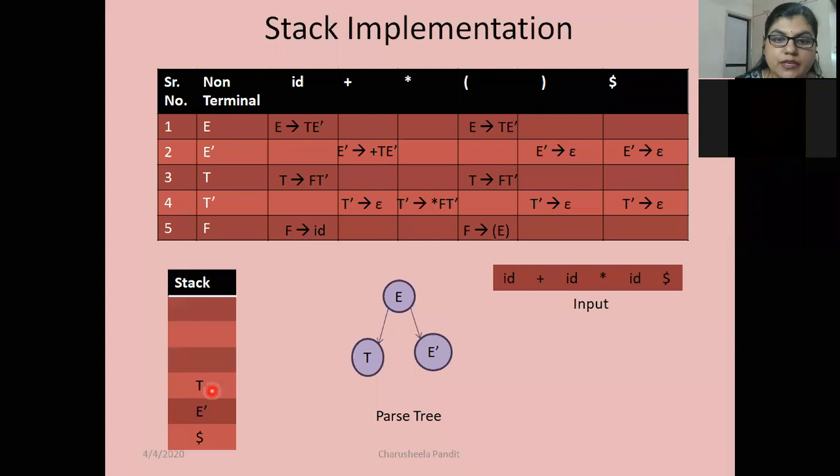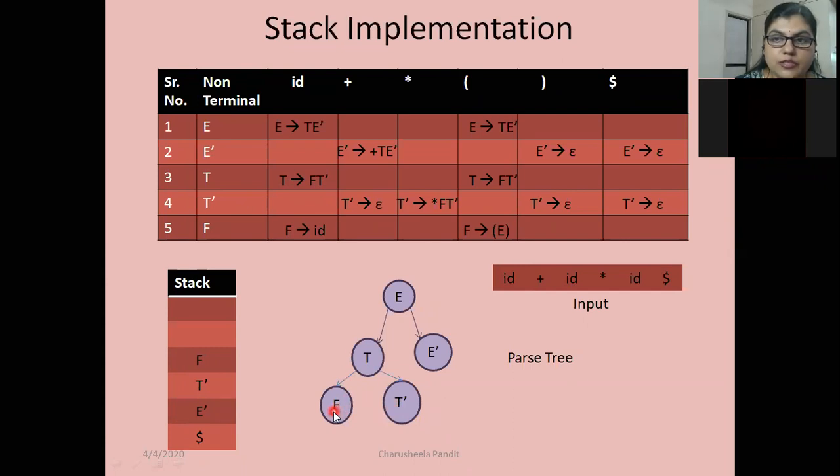You got the reason why T should be on the top of the stack? Because it is a leftmost derivation and T should get expanded first, and that is the reason the symbol which will get parsed first, or which will get expanded first, should be the non-terminal T, and it should be on the top of the stack. So again, compare the T row and id column here. So your T will get expanded to F T dash here. So T got expanded to F T dash.